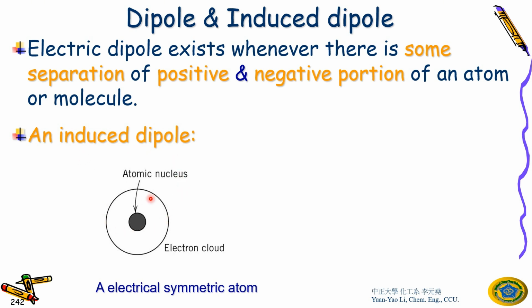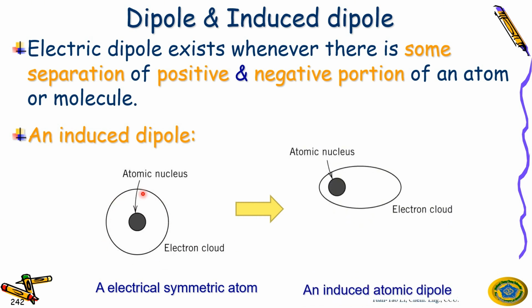Induced dipole. So this is an atom. This atom has a symmetrical electron distribution because there's no interaction between atoms. There are no atoms surrounding this atom. However, if this atom is closer to some other atoms, they might have some interaction, and this atom may change like this. The electron cloud might change like this. So this is what we call an induced atomic dipole.